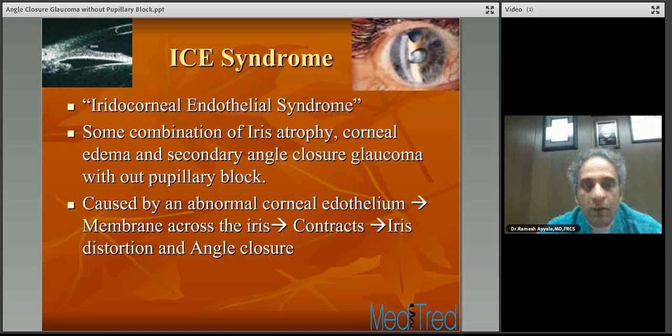Let's move on to ICE syndrome, or iridocorneal endothelial syndrome, the second situation where you have peripheral synechial formation or the anterior pull mechanism, as can be seen in this example here. You can see this membrane that's pulling the trabecular meshwork, pulling the iris up and enclosing the angle structures. There is some combination of iris atrophy, corneal edema, and secondary angle closure glaucoma without pupillary block in these patients. So remember the combination of iris atrophy, corneal edema, and secondary angle closure glaucoma in the absence of pupillary block mechanism constitutes the iridocorneal endothelial syndrome. It's caused by an abnormal corneal endothelium that forms like a membrane across the iris, which when it contracts leads to iris distortion and angle closure, leading to glaucoma.